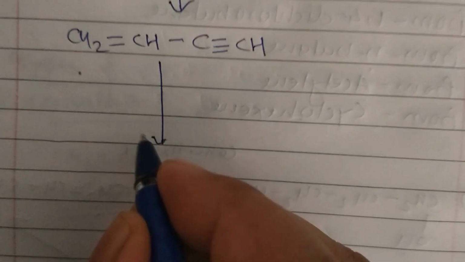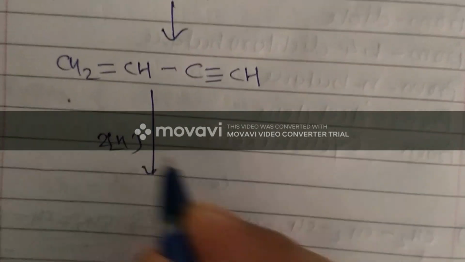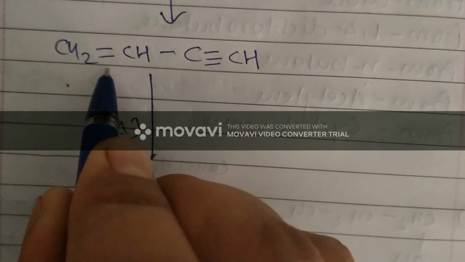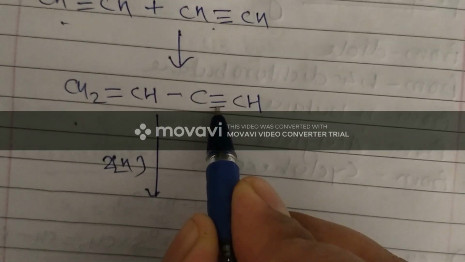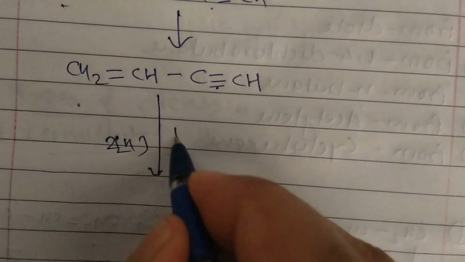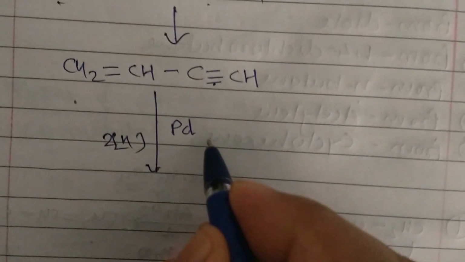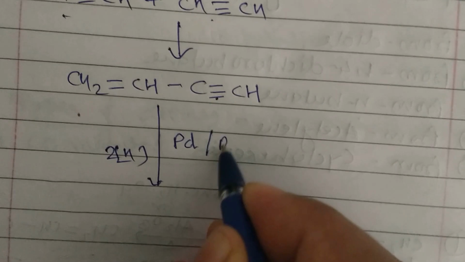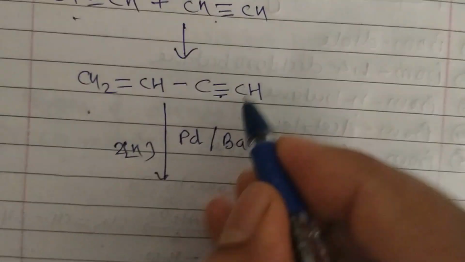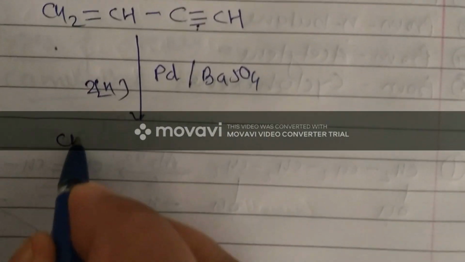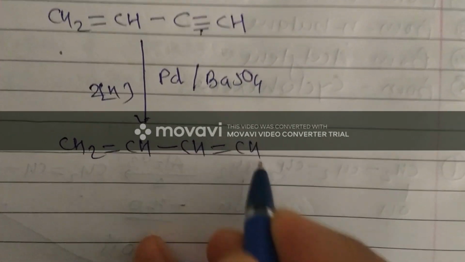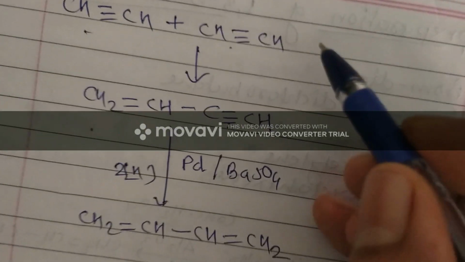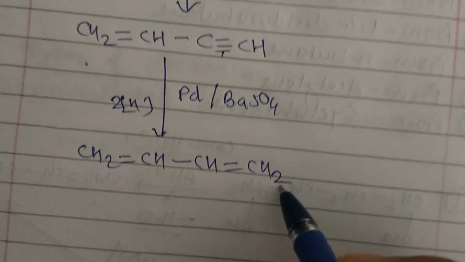This undergoes reduction. Reduction means addition of hydrogen. Two molecules of hydrogen could be added, but for 1,3-butadiene we require reducing only one bond. So for that we use the reducing agent palladium in the presence of barium sulfate. It reduces only one bond and it is converted into CH2=CH-CH=CH2. So from acetylene we are preparing the butadiene.